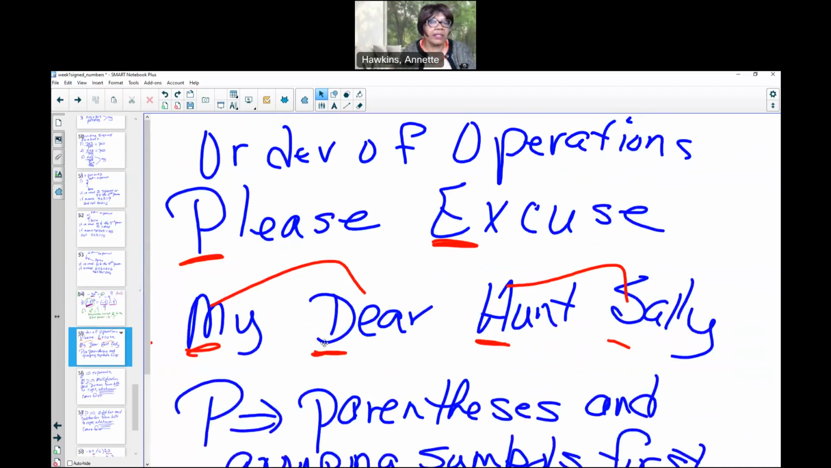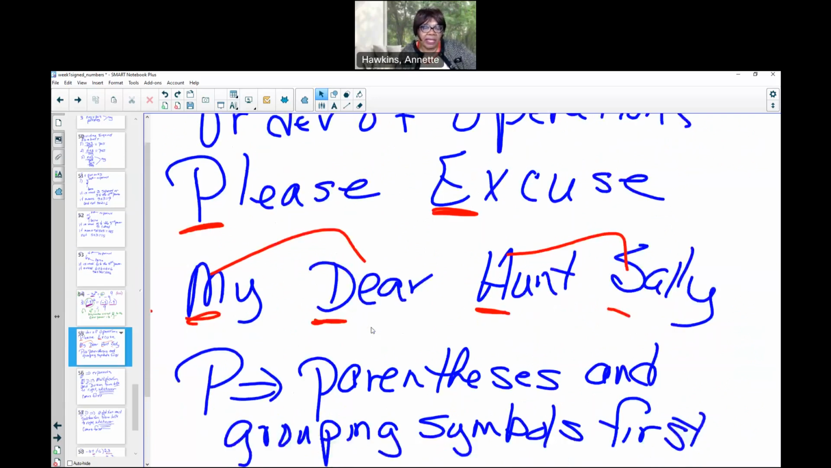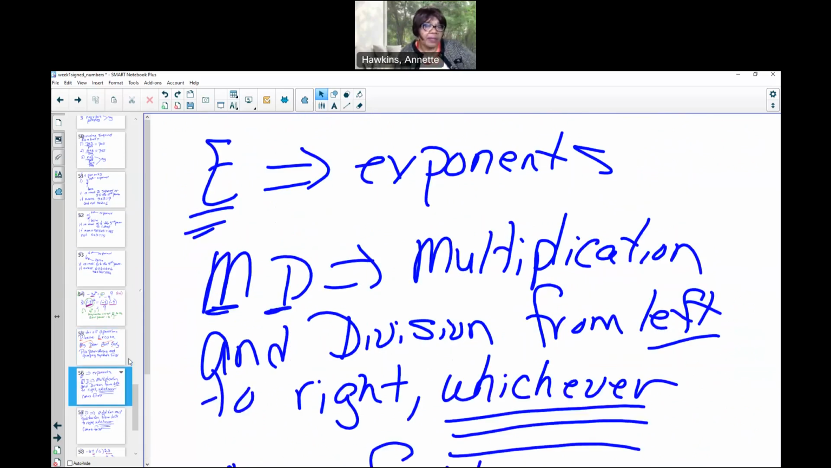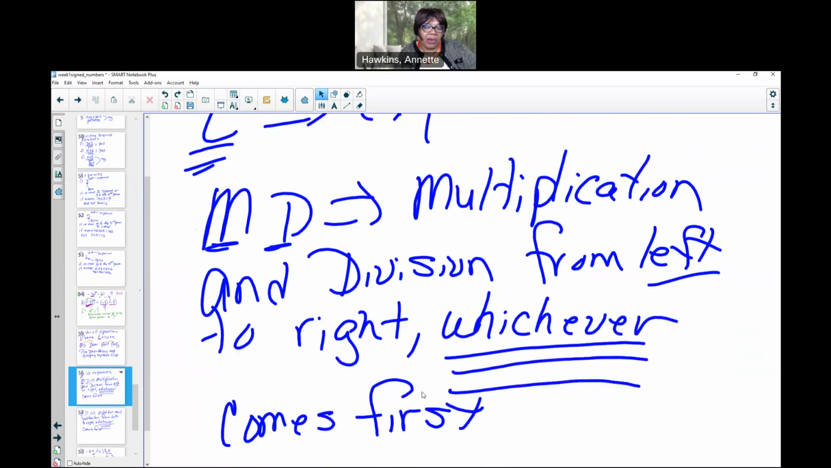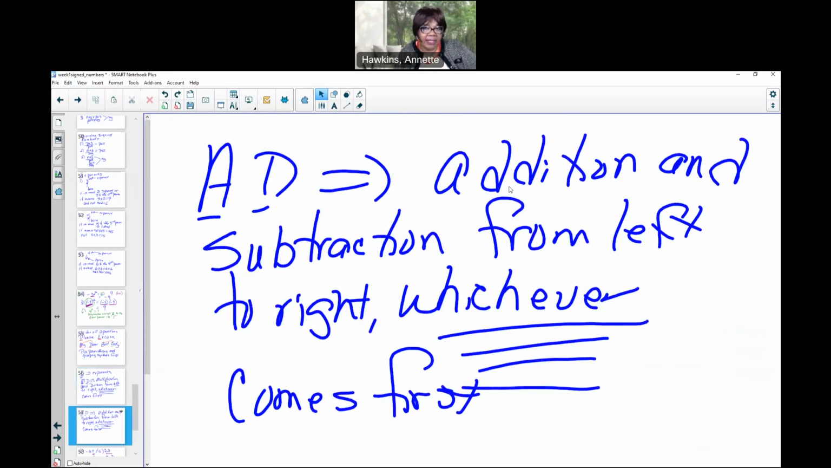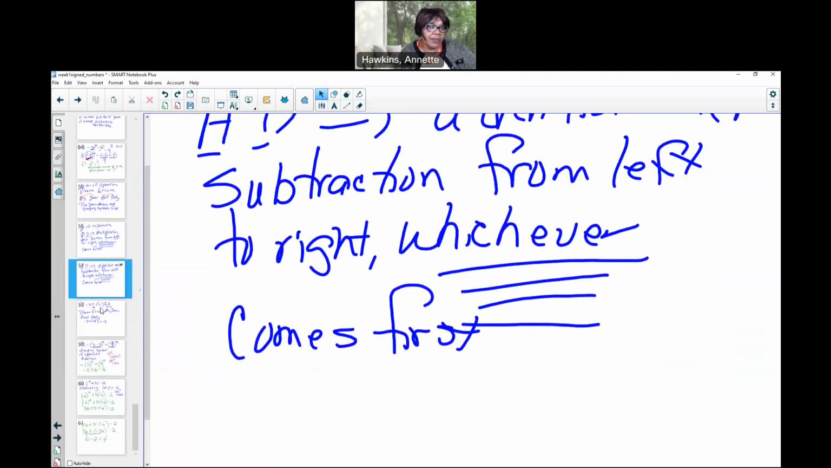All right, let's look at order of operations. Please excuse my dear Aunt Sally. All of us remember this particular saying, and the P stands for parentheses and all of your grouping symbols first. E stands for exponents. MD, multiplication and division from left to right, whichever comes first. AD, addition and subtraction from left to right, whichever comes first.